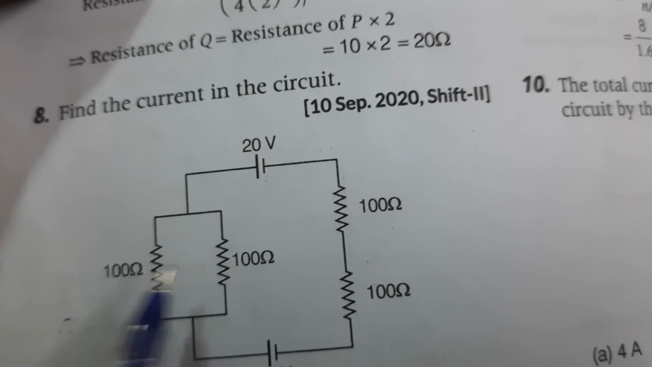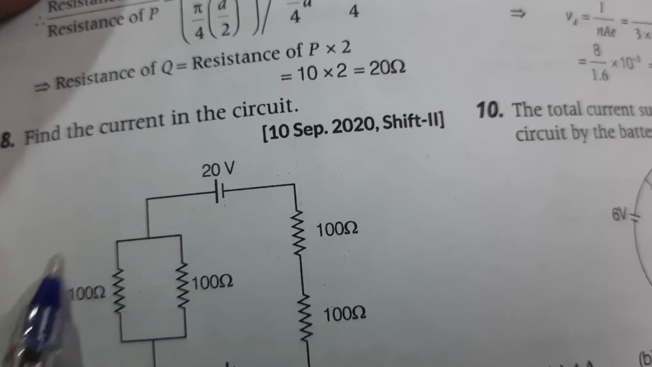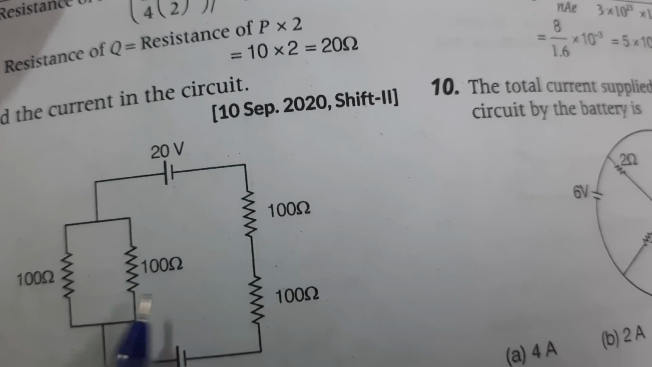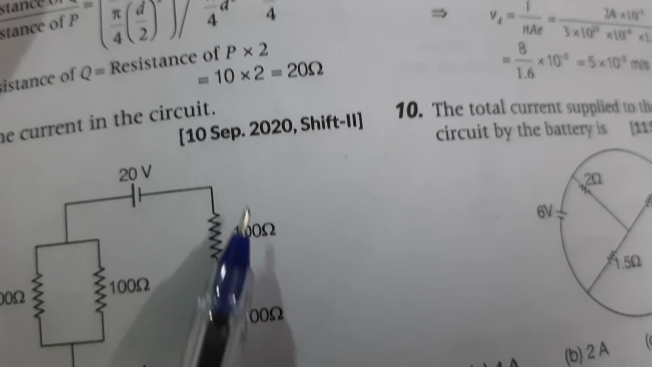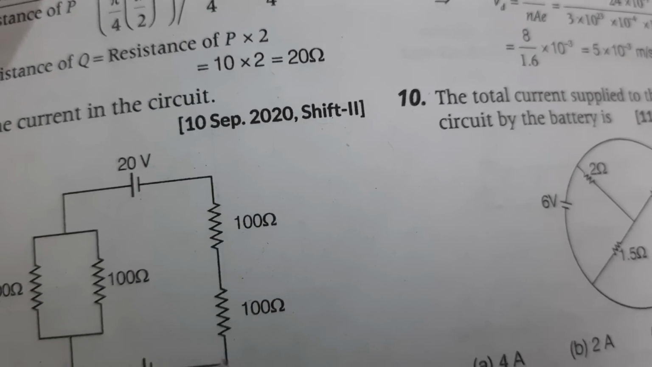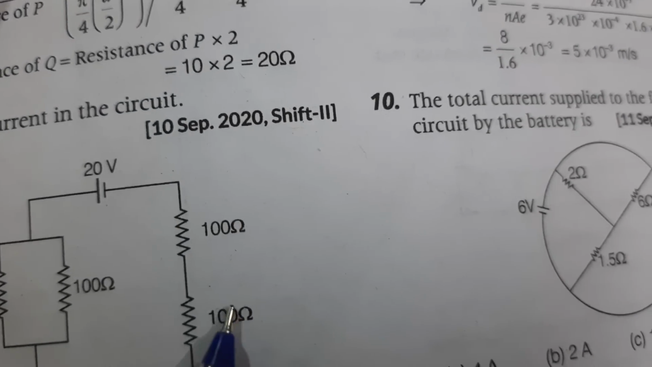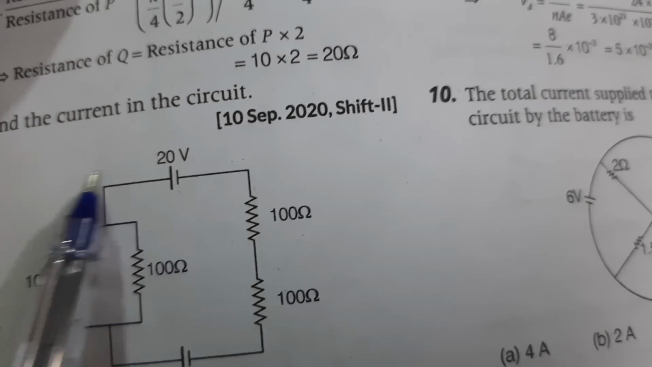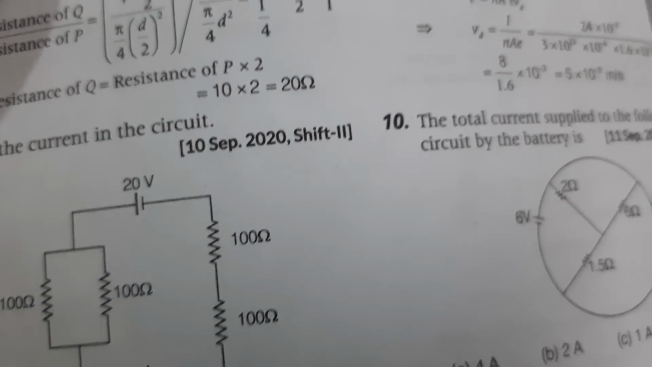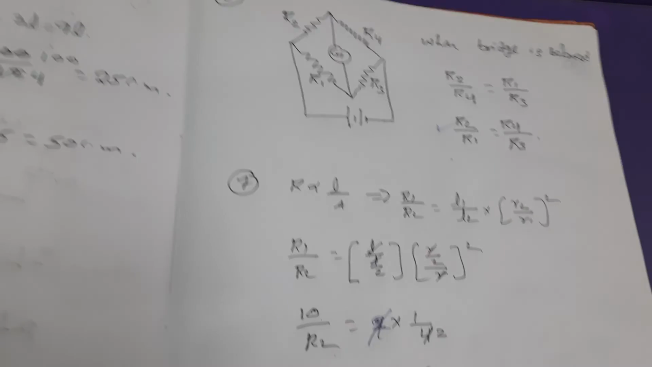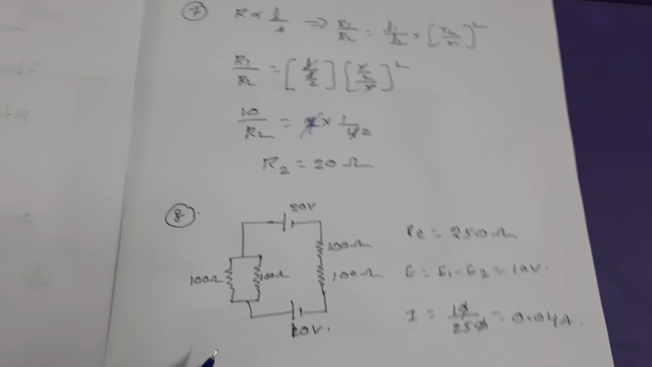Now you look here, these are parallel to each other. Equivalent resistance 100 by 2 is the 50 ohms. And these two are what? These two are in series. 100 plus 100 how much? 200. So these two are in series to the entire combination of this one, means total effective resistance is how much in this case? Effective resistance is 250 ohms.